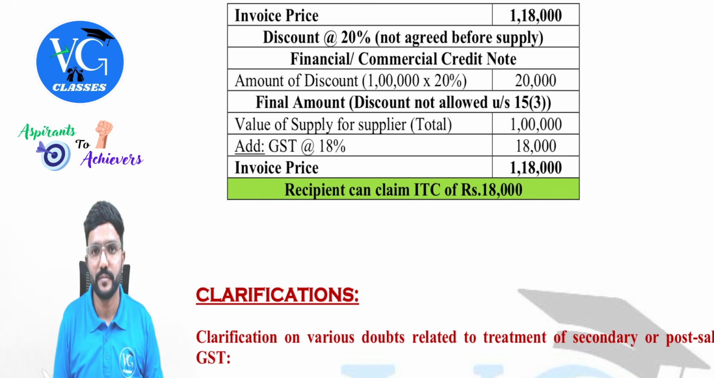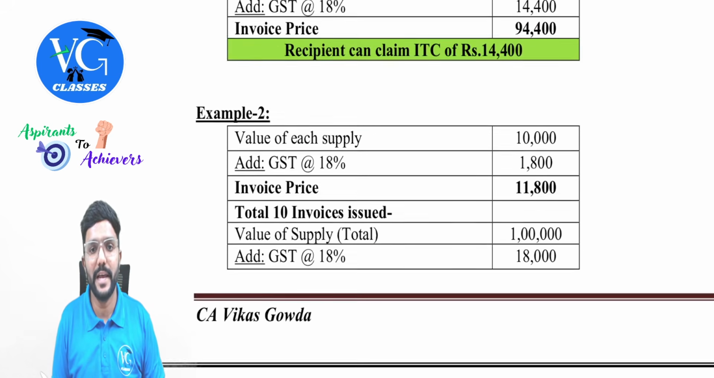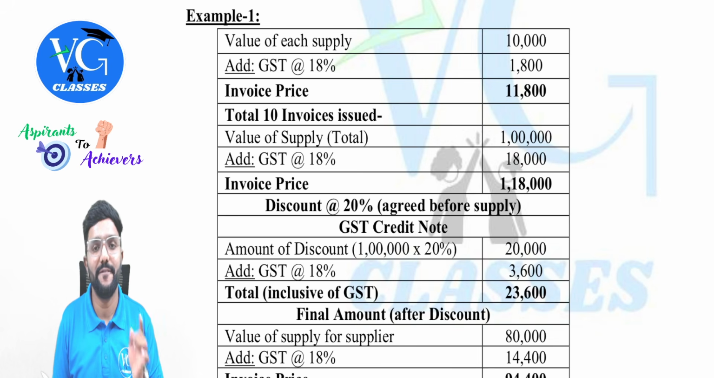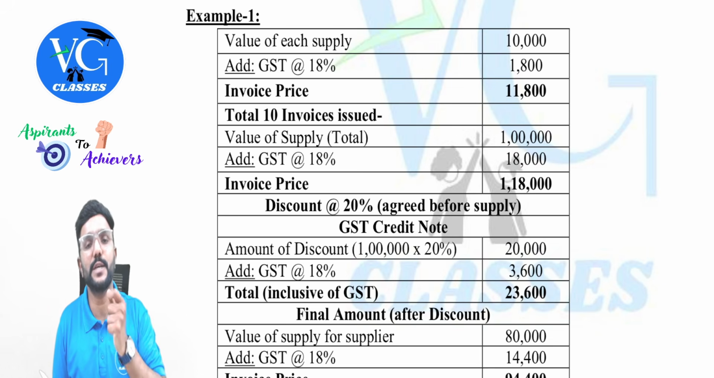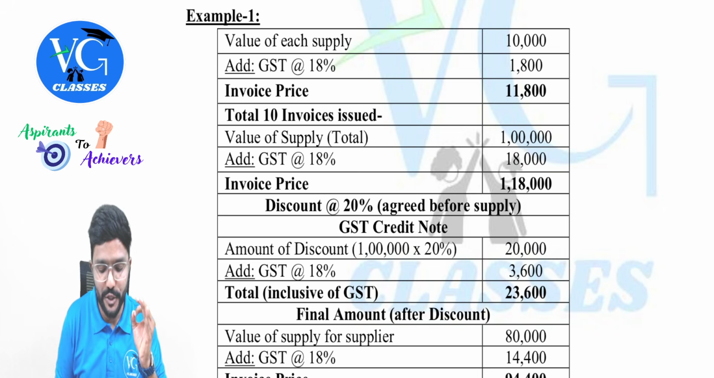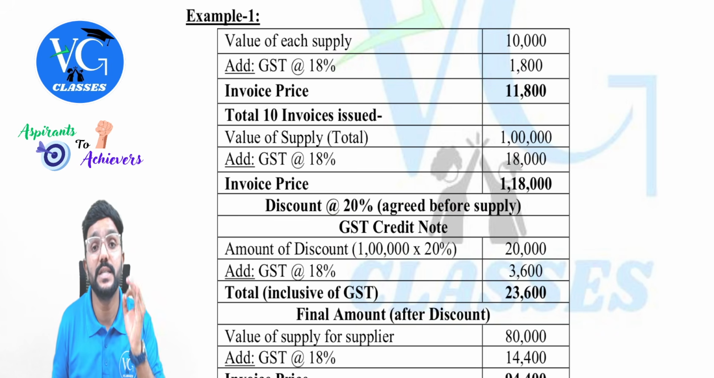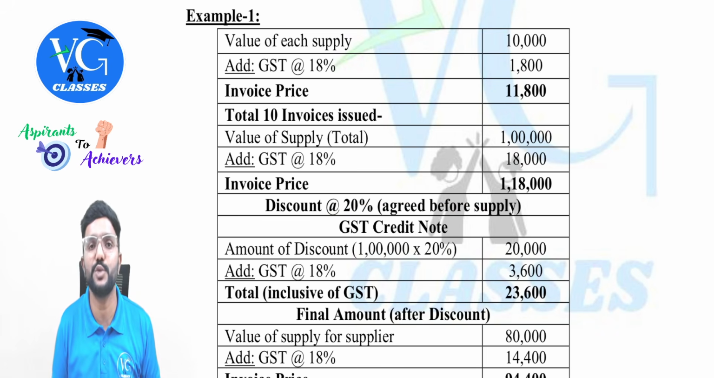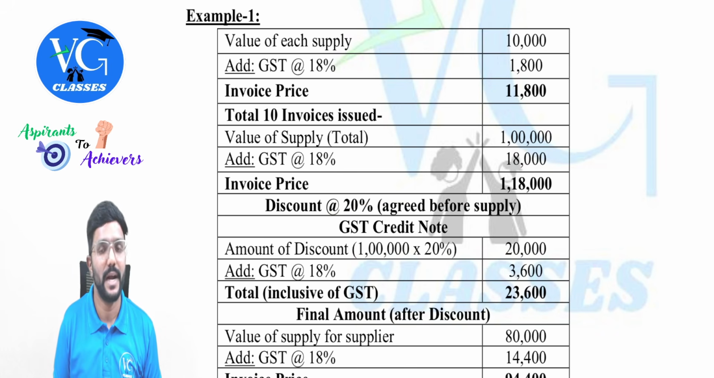Please be careful. If the discount can be reduced from the value of supply of the supplier, and if the credit with respect to the discount amount has to be reversed by the recipient, then the supplier has to issue what credit note? GST credit note, including the GST amount on the discount has to be mentioned in that credit note, and accordingly recipient has to reverse so much of credit.